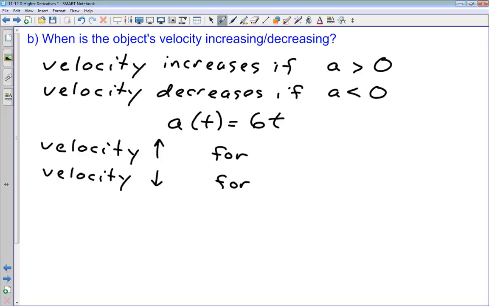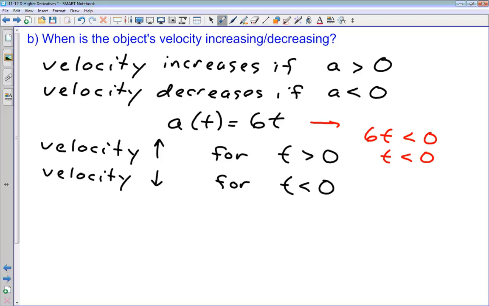When is our velocity increasing? For what values of t? Malcolm? When t is greater than 0? Yeah, for any t greater than 0. And then it's going to be decreasing for any value of t that is less than 0. T would have to be negative there. Okay. And if we wanted to, we could set this up as an inequality. We could say 6t less than 0, divide both sides by 6, and get t less than 0.